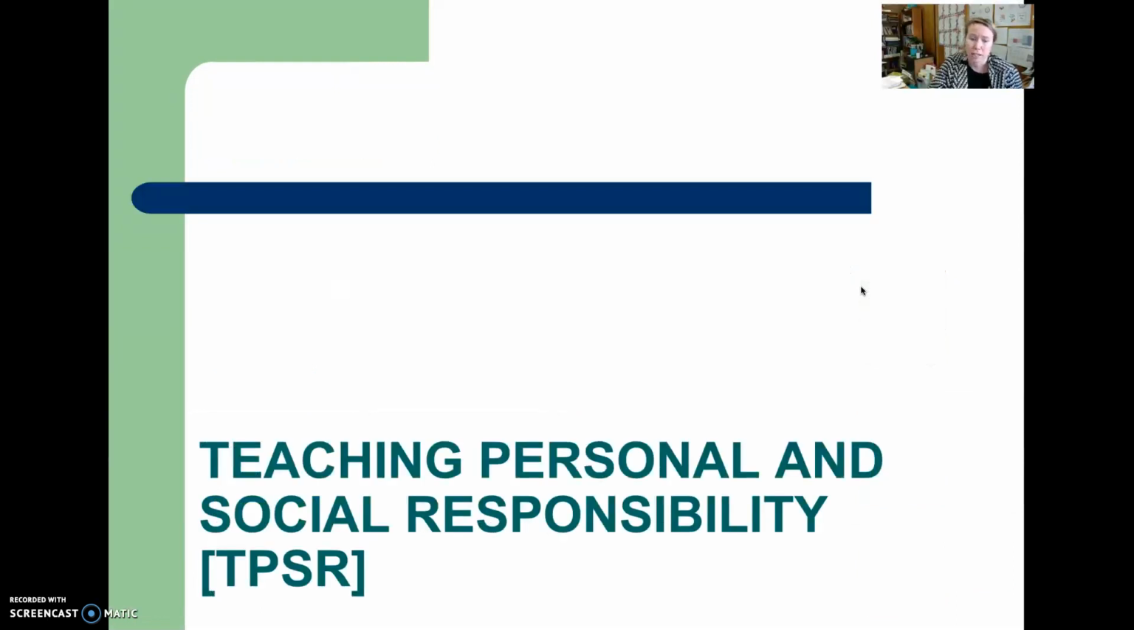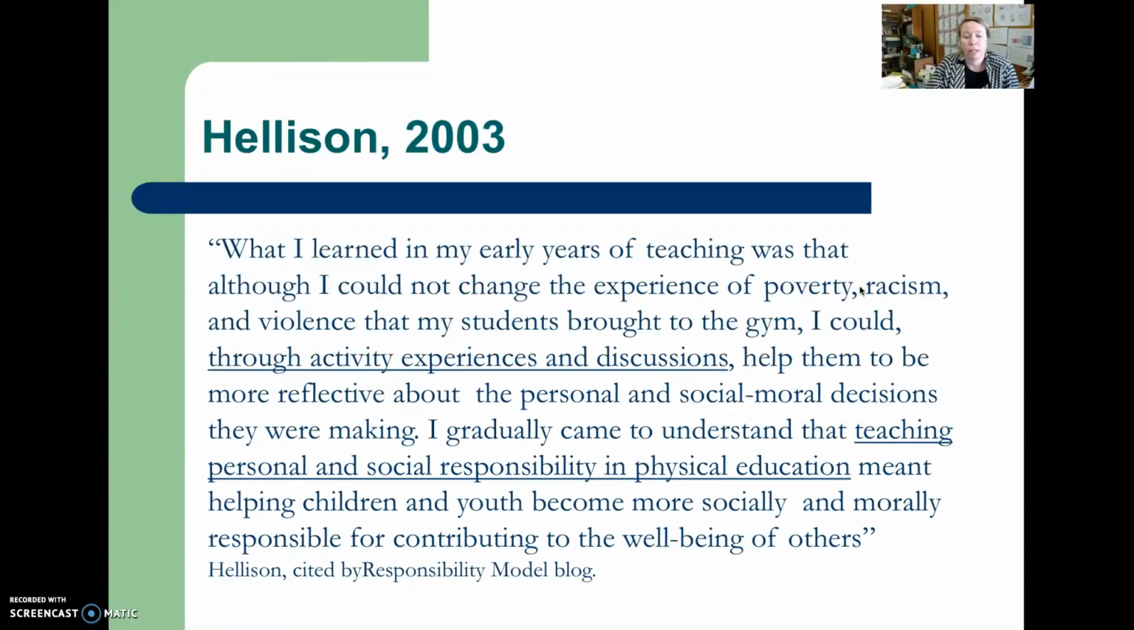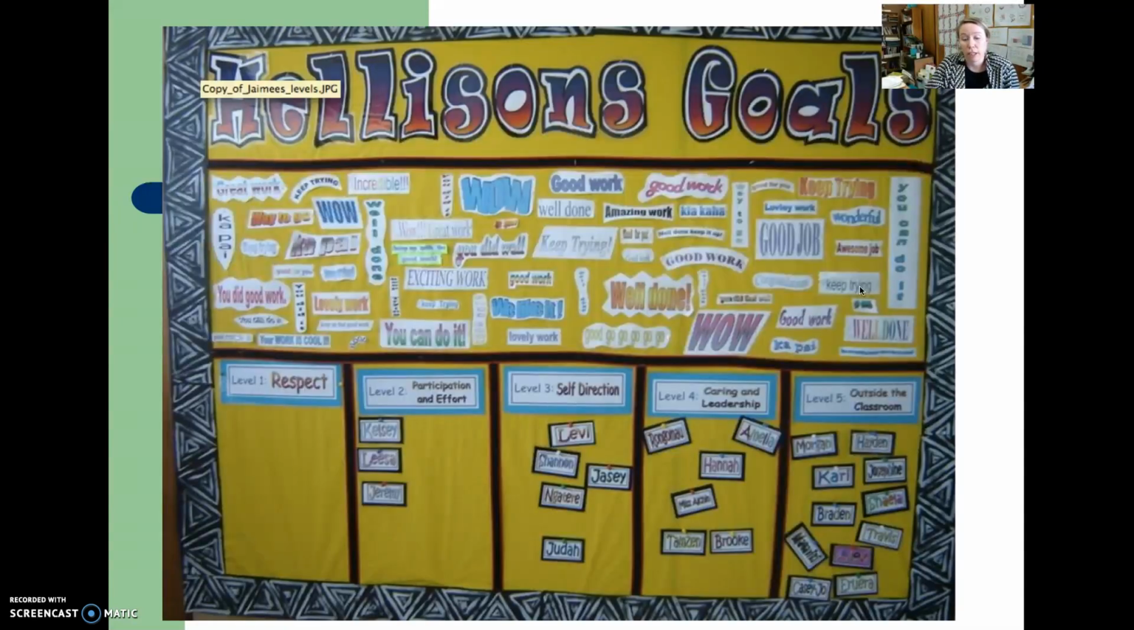Okay, TPSR, Teaching Personal and Social Responsibility. This model was developed by Hellison, and it's basically just thinking about all of the different values that movement, physical activity, physical education and sport might help people to develop. Things like teamwork and being responsible for yourself, caring for others, all of those sorts of things. So it's a fairly particular model, and if you want to learn more about it, you can, that's some examples there. So it goes through different levels.